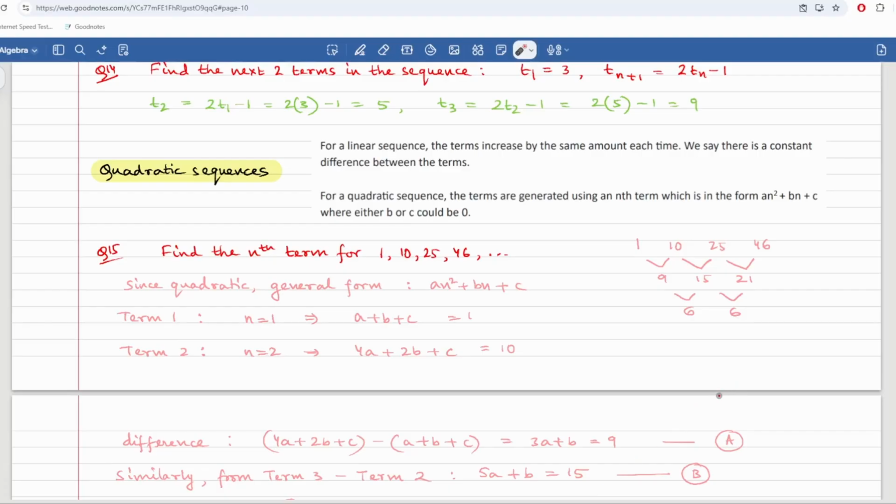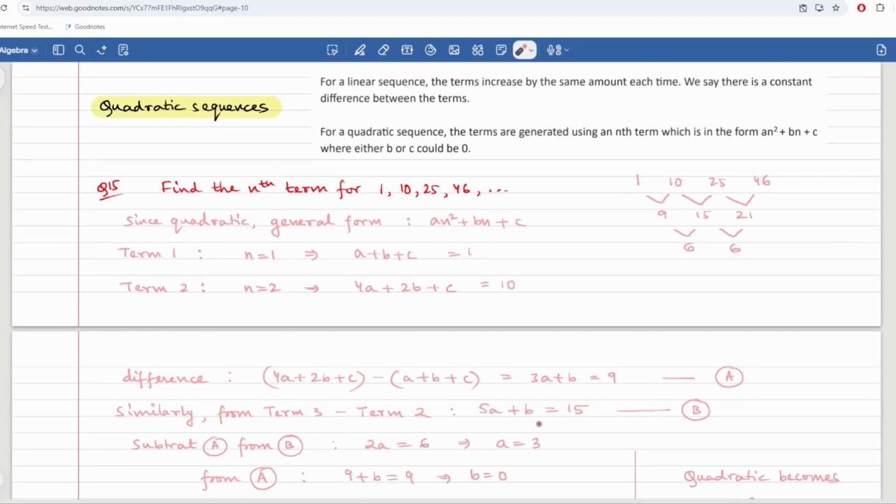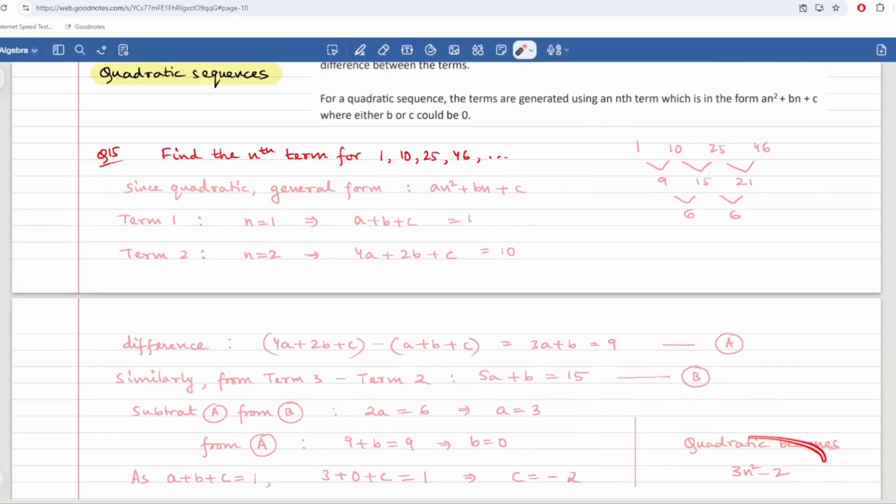Solve these equations and you will end up with a is equal to 3. Once you have a is equal to 3, plug that in here, you will get b is equal to 0. Once you obtain b is equal to 0, plug that in here, you will get the value of c as minus 2. So the entire quadratic sequence is generated from 3n square minus 2.